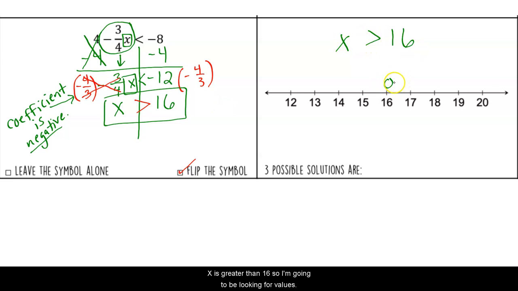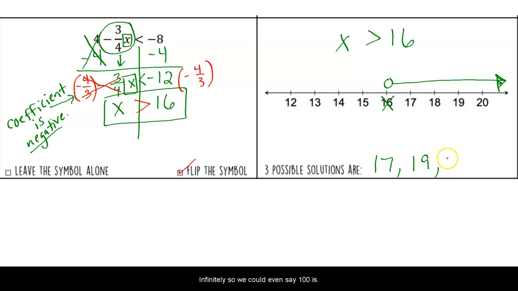X is greater than 16. So I'm going to be looking for values that are to the right of the 16, not including the 16. Because it's an open circle, because this is greater than, we would close it if it was greater than or equal to. So 16 is not a solution, 17 is a solution, 19 is a solution. Notice that our arrow continues infinitely, so we could even say 100 is a solution.